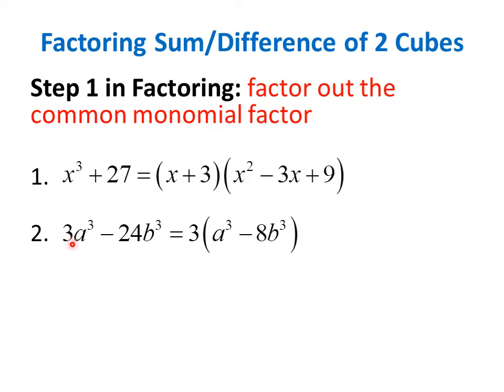Second example, let's say you have to factor 3a cubed minus 24b cubed. Okay, first question is, do we have a common monomial factor? Yes, because you have here 3 and 24 contains 3. So we factor out 3 first. If we do that, what's left of 3a cubed is a cubed. And to factor out 3 from the second term, we have to divide 24 by 3. So we get 8, then b cubed.